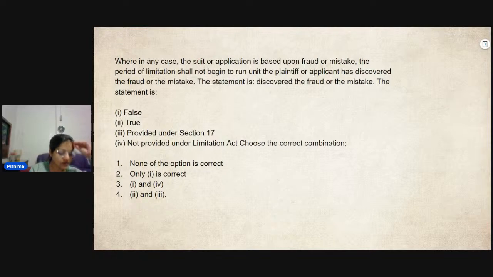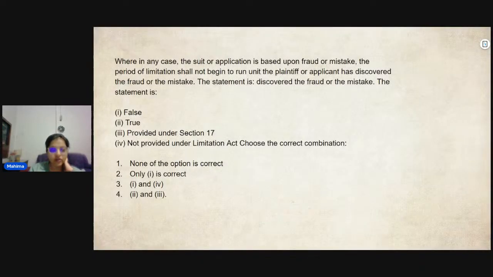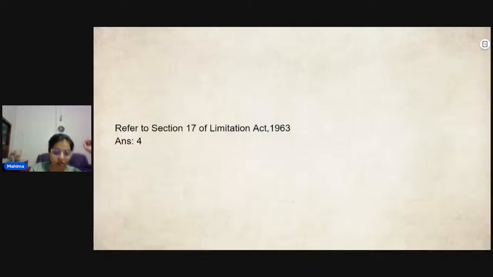Correct, Kritika. Yes, it is option number 4. Both options 2 and 3: the statement is true and it is mentioned under Section 17.